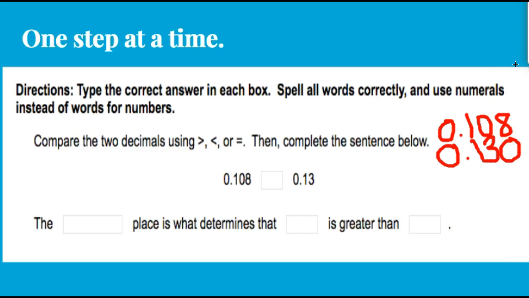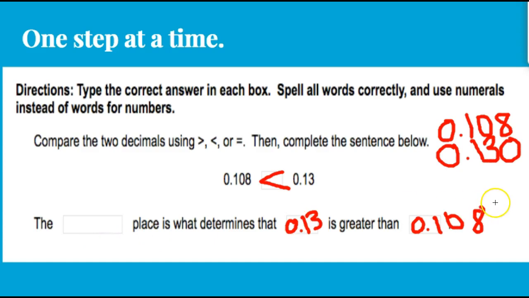A lot of kids would look at that and go that 108 is greater than 13. Not because of its place value, you're looking at 108 thousandths versus 130 thousandths or 13 tenths. So here in the drop-down selection, you would go 108 thousandths is less than 13 tenths. The blank place is what determines that blank is greater than blank. Well, we know, we figured this out already, 13 tenths is greater than the 0.108. Whee, horrible handwriting, sorry.